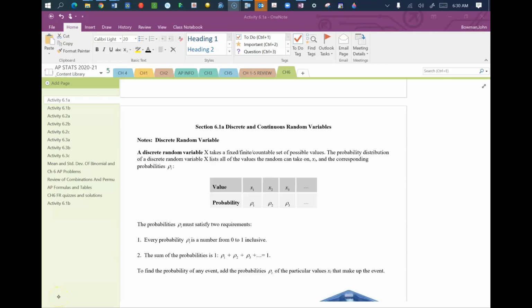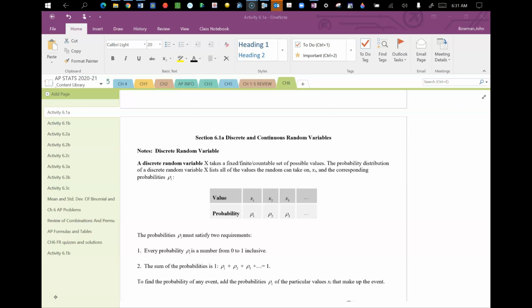We are going to continue our discussion of random variables in this video by talking about continuous random variables. But before we do that, I'd like to review the idea of a random variable in general and the idea of discrete random variables. Random variables are quantitative or numerical values that a variable can take on based on some random phenomenon.